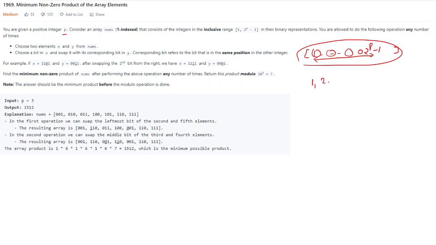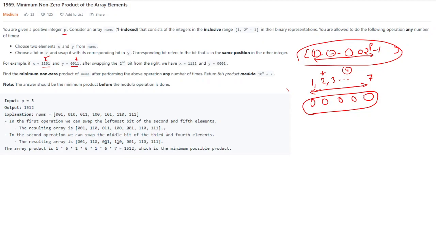So your values will be 1, 2, 3 up till 7, and you have to do some action on any pair. Suppose I have taken 2 and 4, or 2 and 5, anything. You can swap: if you convert these numbers into binary digits, you can swap any corresponding bits. Suppose x has this second one and y has this second one, so you can swap these two. So basically you have to pick any pair, swap their bits and get the final array elements, so that when we multiply those, we get the minimum non-zero value. So this is basically what the problem says.